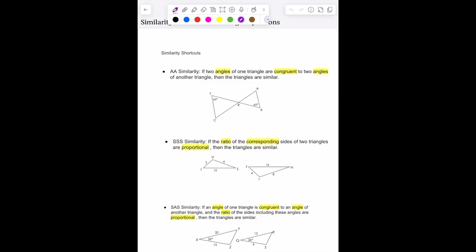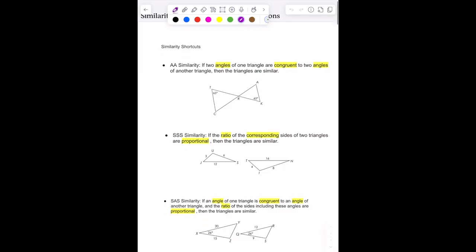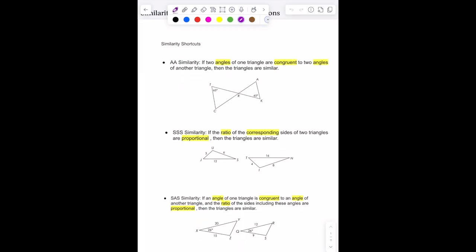So to get started, we have three similarity shortcuts, and those are AA, which is when two angles of one triangle are congruent to two angles of another triangle. It shows that the triangles are similar. So in the example here, you can see that there are the two 65-degree angles, so that's one pair of angles. And then there are the vertical angles. Vertical angles are always congruent. Look out for a letter X when you have intersecting lines. And then you have vertical angles.